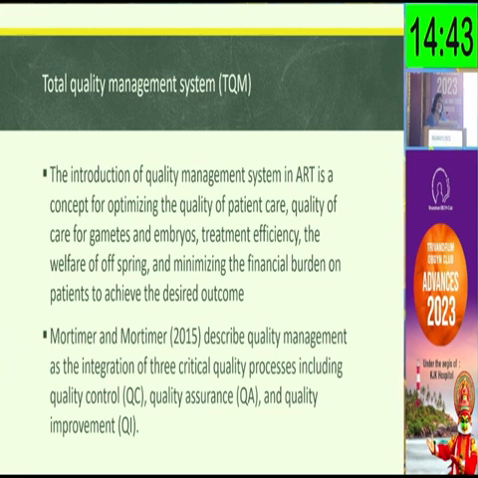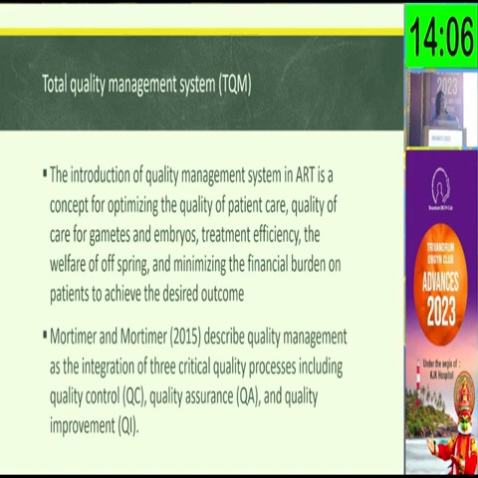It all falls into one particular big umbrella called this. Whenever we have a talk on TQM, it sounds so boring, but it is something we are doing on a daily basis. So the introduction of quality system in ART is the concept for optimizing patient care, the quality of care for both the gametes and embryos, and the treatment efficiency, the welfare of the offspring also, and minimizing the financial burden on the patients and also on the center to achieve the desired outcome.